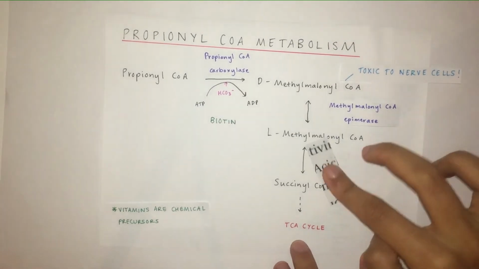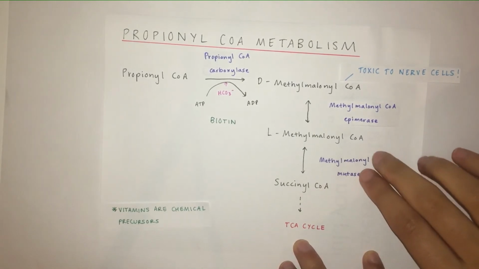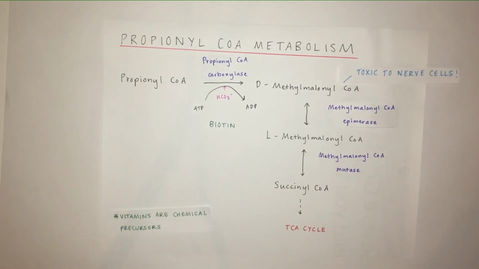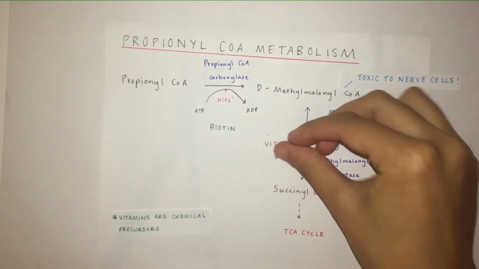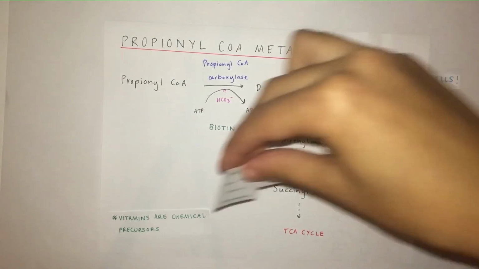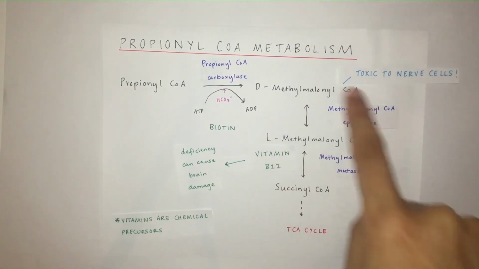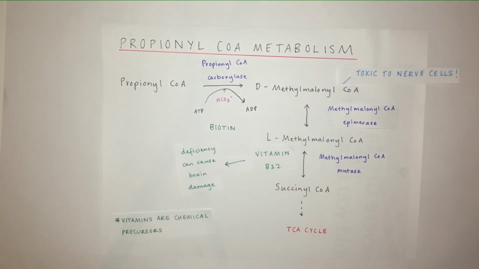So we've got this L-methylmalonyl-CoA, which is formed by this epimerase. And then we have methylmalonyl-CoA mutase, which converts L-methylmalonyl-CoA to succinyl-CoA. In this process, vitamin B12 is a cofactor. So you have to have vitamin B12 here to assist in this reaction. If you have a deficiency of vitamin B12, this can cause brain damage because it'll lead to a buildup of methylmalonyl-CoA, which is toxic to nerve cells.